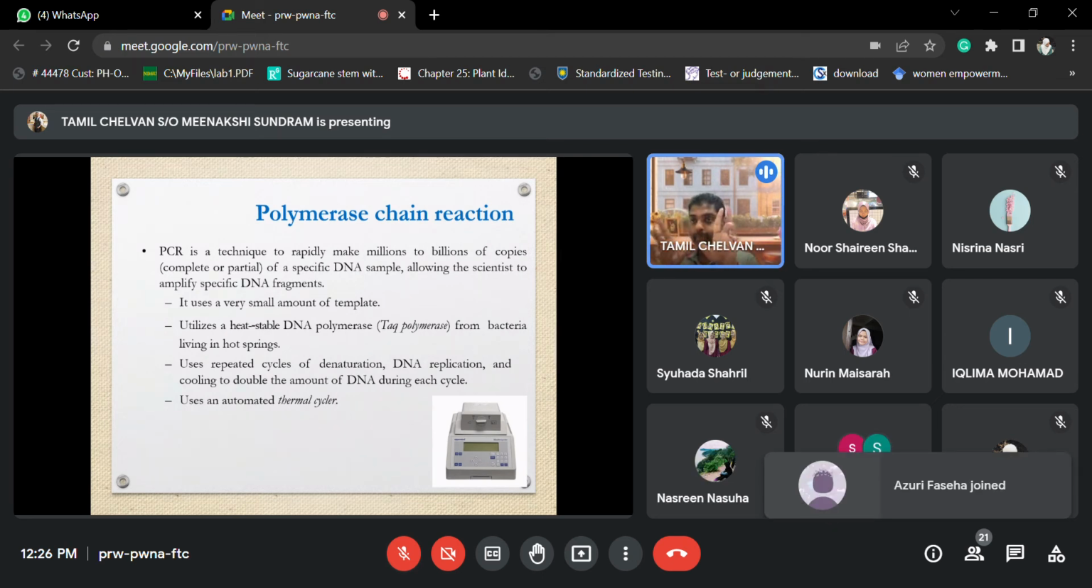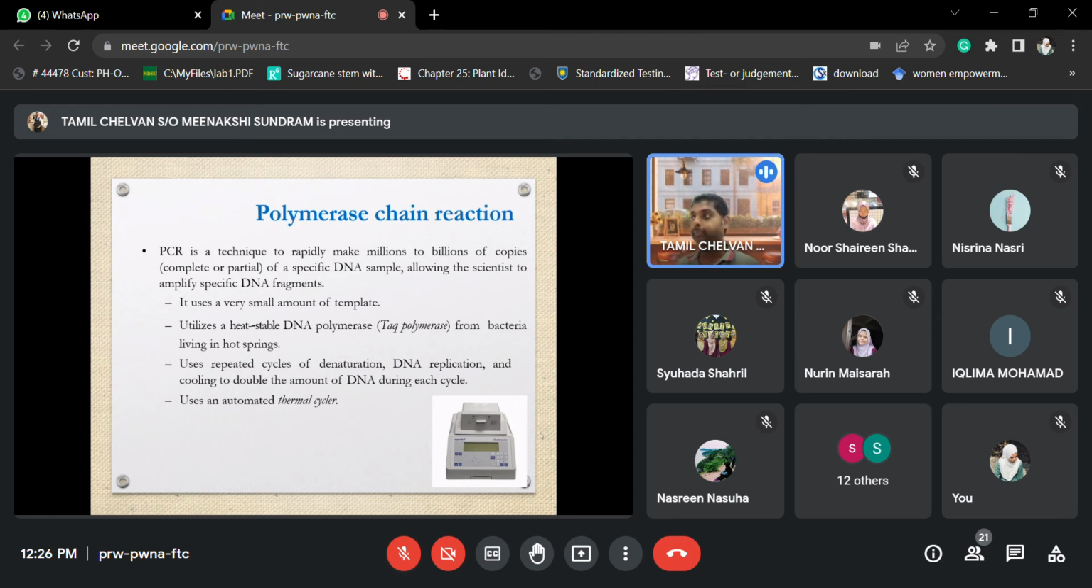You replicate jadi banyak, lepas tu you cool balik kerana you nak dia twist balik jadi DNA balik. Okay. Cooling to double the amount of DNA during each cycle. Uses an automated thermocycler. Yang inilah mesin PCR ni. Nama mesin PCR ni sebenarnya adalah thermocycler. You boleh set the temperature and so on. You boleh letak dekat dalam ni.